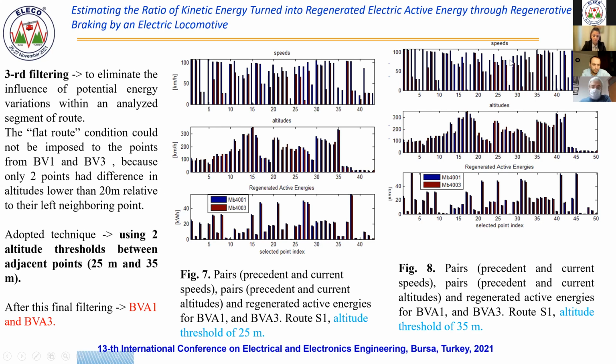Again, in the top we can see the speeds in the current point and the left point from it, altitudes on the same idea, regenerated active energies. I used this pair of bars because always one of the locomotives, MB 4001, was better in providing regenerated active energy.